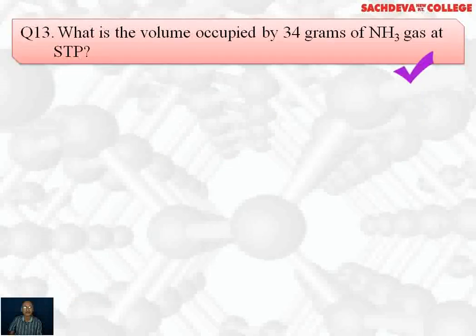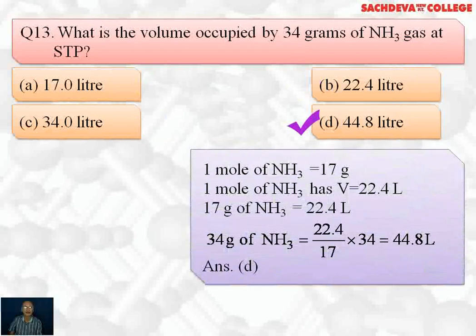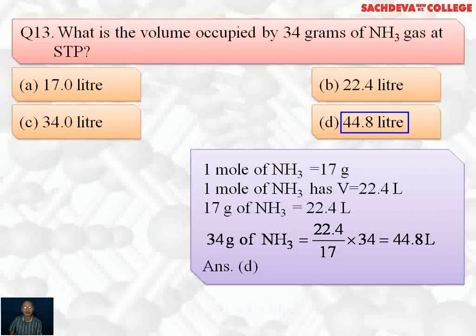Next question, what is the volume occupied by 34 grams of ammonia at STP? Options are 17 liters, 22.4 liters, 34 liters and 44.8 liters. 1 mole of ammonia is equal to 17 gram, 14 plus 3, molar mass of ammonia is 17. 1 mole of ammonia has volume equal to 22.4 liters. It means 17 gram of ammonia volume is 22.4 liters at STP. 34 grams of ammonia at STP will have volume equal to 22.4 divided by 17 into 34, that is 44.8 liters. So D part is the correct answer.